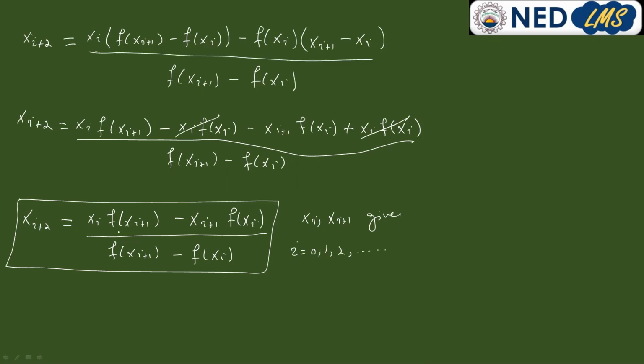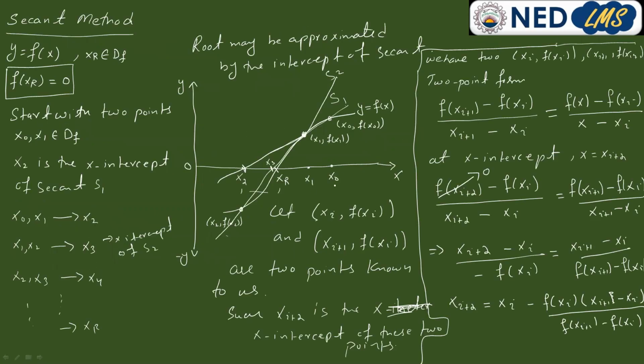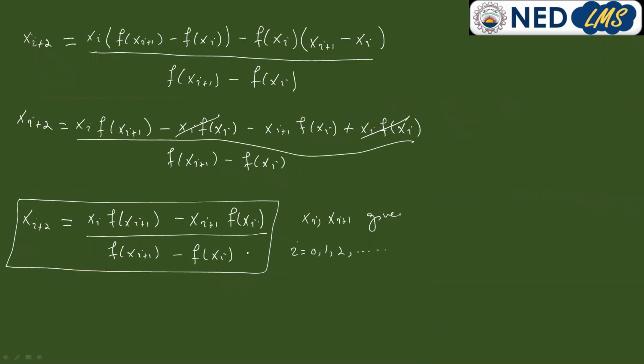If i is 0, you will see that we get exactly the same formula that I explained for this geometrical configuration the first time, x0, x1, x2. And when I have i equal to 1, that is the second iteration, I will get x3 equals x1 f of x2 minus x2 f of x1, divided by f of x2 minus f of x1. This is the secant formula. If you continue to find the intercept of the secant, you will get a root ultimately.